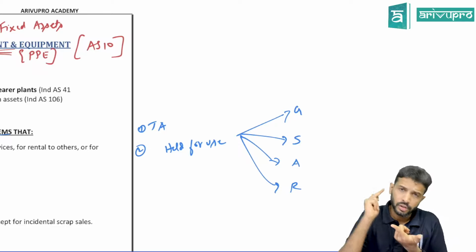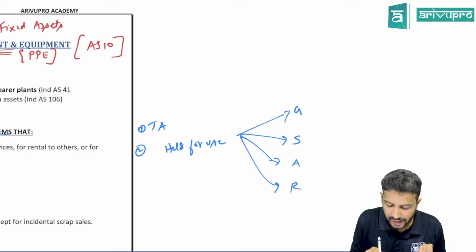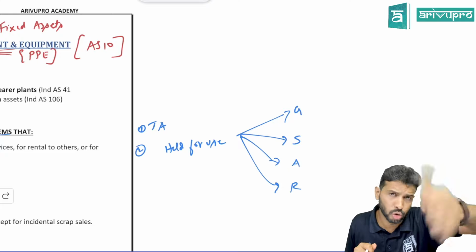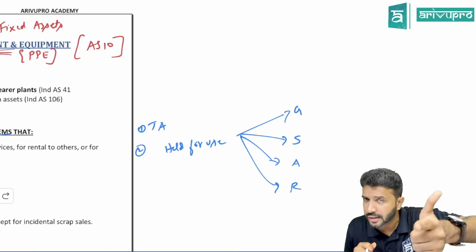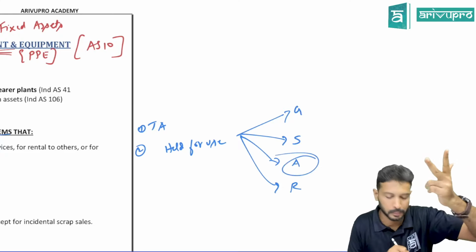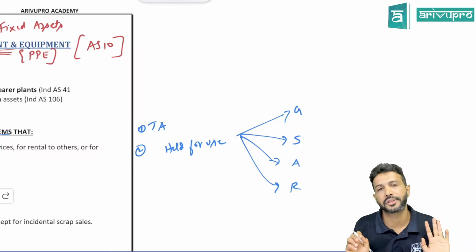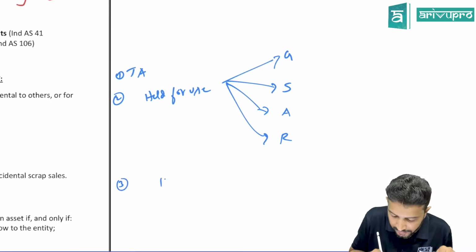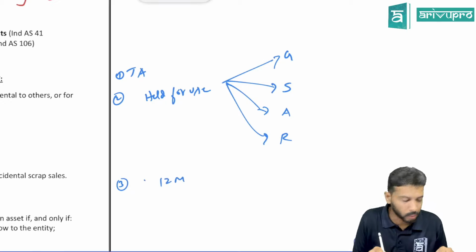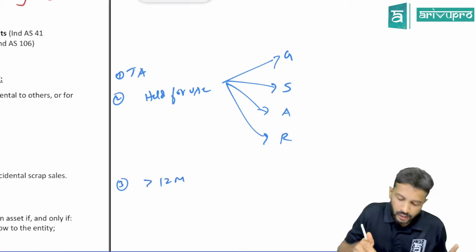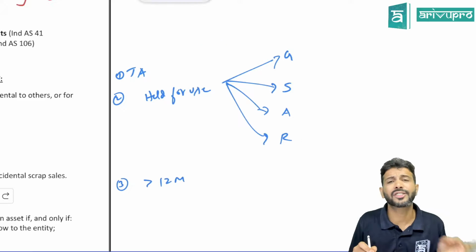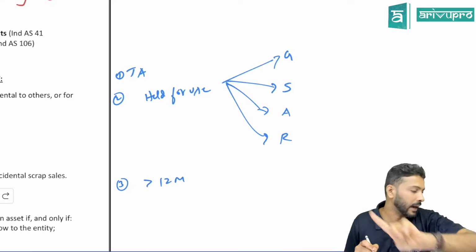So 1, it should be a tangible asset. 2, it should be held for use, and that usage could be to produce goods, or render service, or for administrative purpose, or rental purpose. And third, this usage should be for more than one period, meaning it should be held for more than 12 months. Whichever component satisfies all 3 features gets called property, plant and equipment.